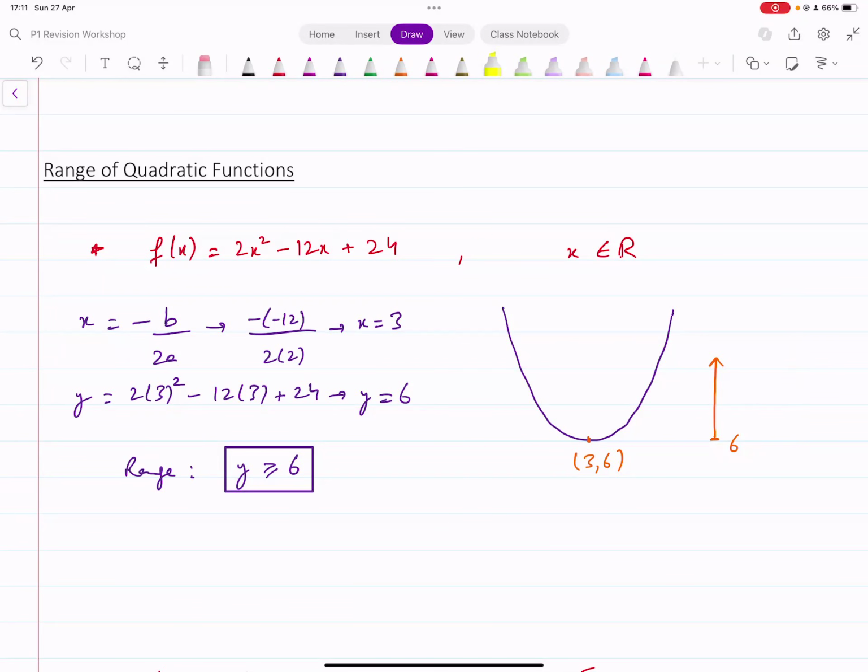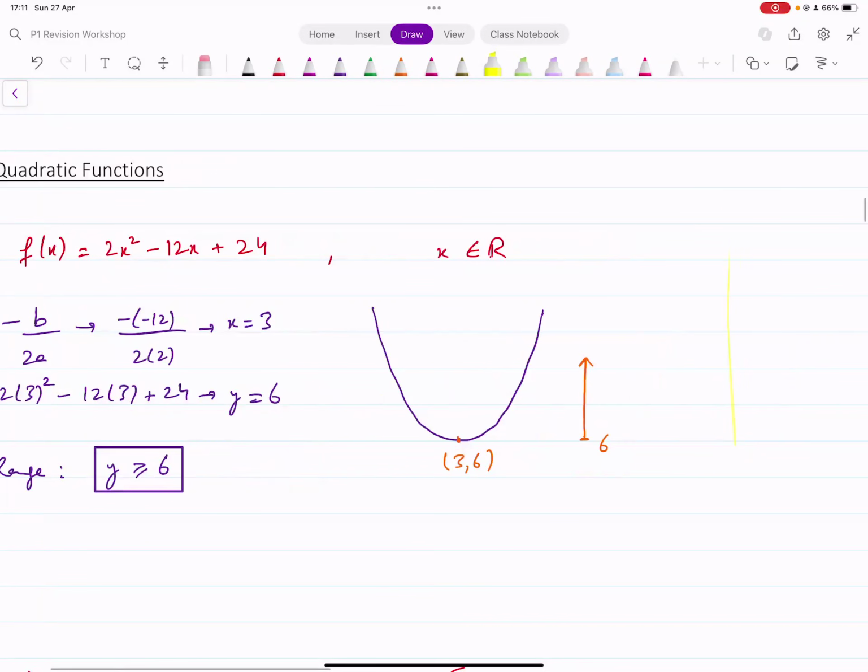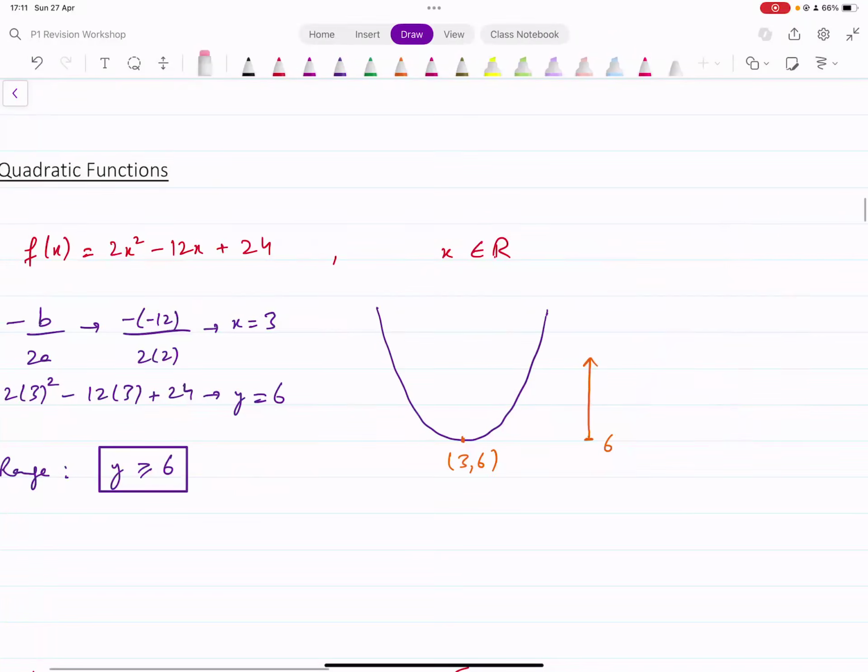Remember, the range is, on your graph, what's the highest point and what's the lowest point. That's the range. The lowest point in this case is 6. There's no highest point. So we say the range is y greater than or equal to 6.